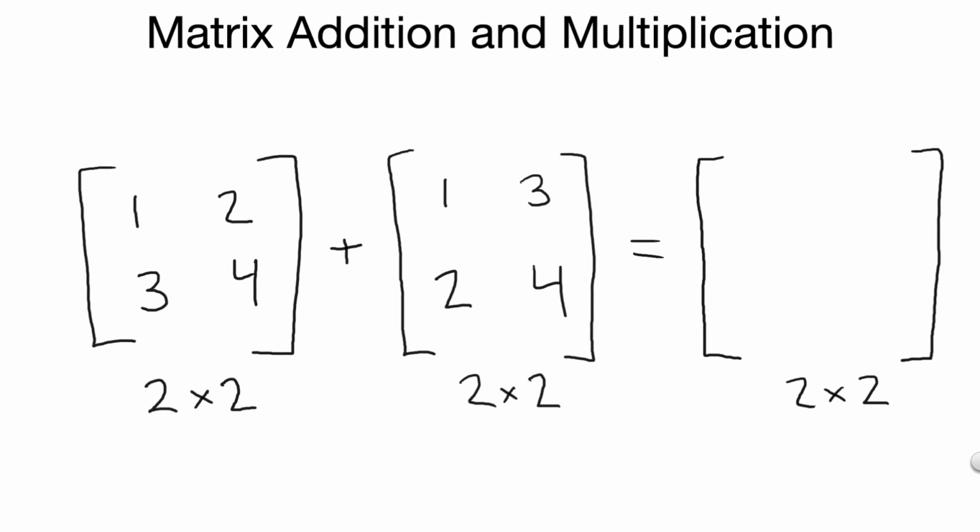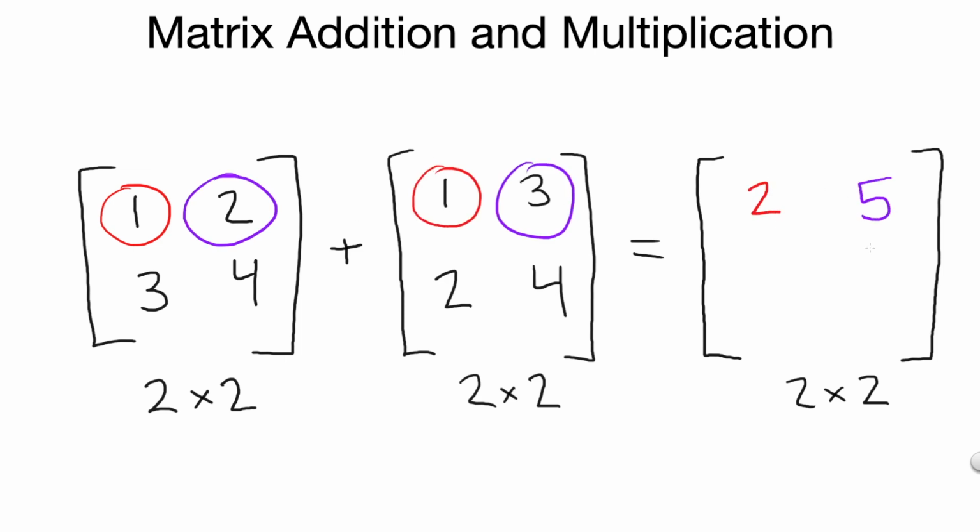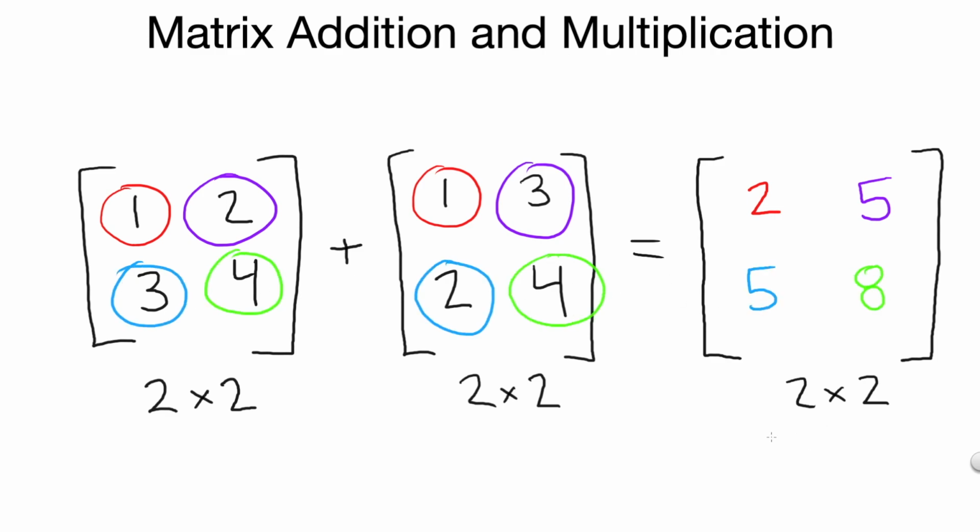For instance, if we start with a 2 by 2 matrix, you will end up with a 2 by 2 matrix. Addition is performed term-wise, meaning the top left term of the first matrix is added to the top left term of the second matrix, resulting in 2 in this case. The same is true for each of the other terms, where they're added to their respective positions. Let's write this in a more general form to get the idea across.